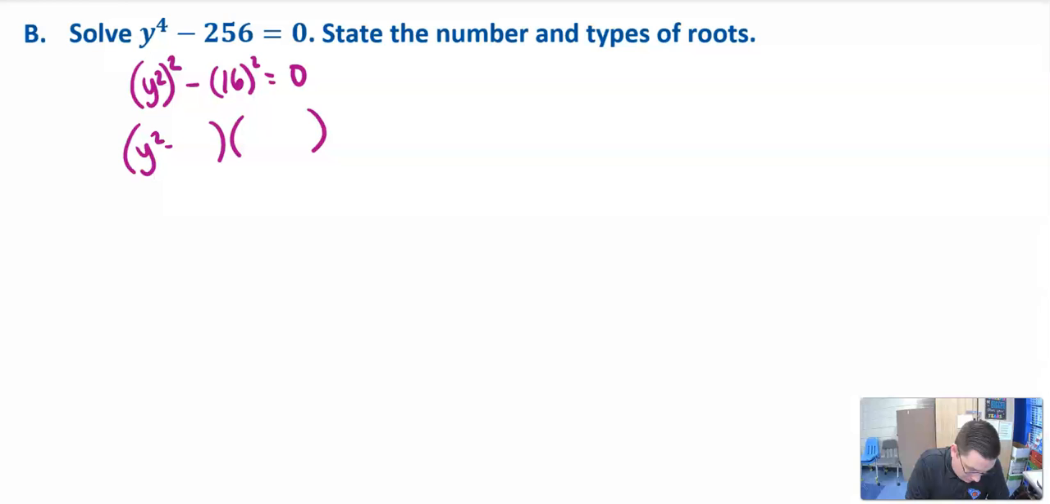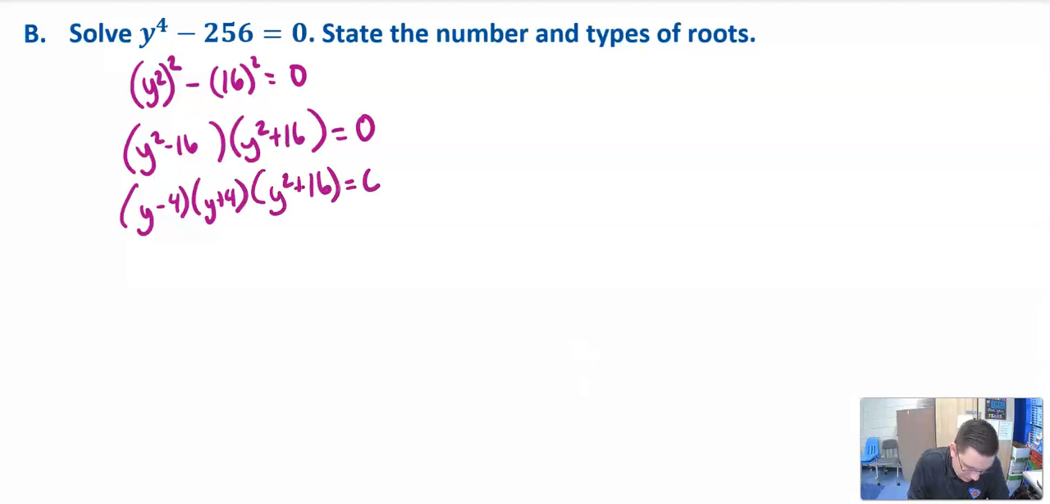So y squared minus 16 times y squared plus 16 is equal to 0. Let's look at these two pieces now because they can still be factored. y squared minus 16 is again a difference of squares, so that's going to factor. We're going to get y minus 4 times y plus 4. And then we'll bring down this other piece, the y squared plus 16, because there is no formula for the sum of squares. We have a formula for difference of squares, but not sums.